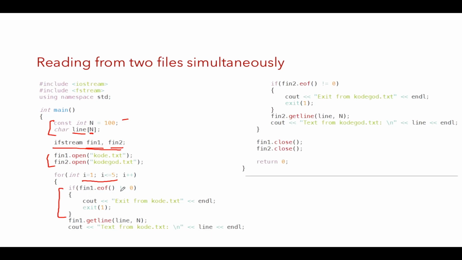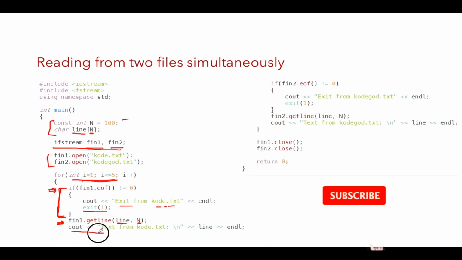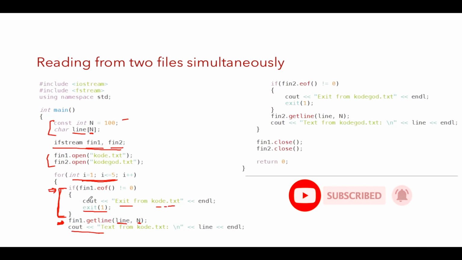If fin1.eof is not equal to 0, that means this condition is true, we can exit from the file and terminate the program. Sorry, in this case, because I'm writing exit(1), it is just going to exit from this code block, and it will move on to the next line if the condition is false. Just to explain again, this for loop is going to run 5 times; it can be anything instead of 5. Every time I enter the loop, I'm checking whether end of file is reached or not. If it is not reached, it is going to read that line and store it into the variable line. It is going to read 100 characters, and I'm going to print that line on the output device. So this is going to continue until end of file is reached.